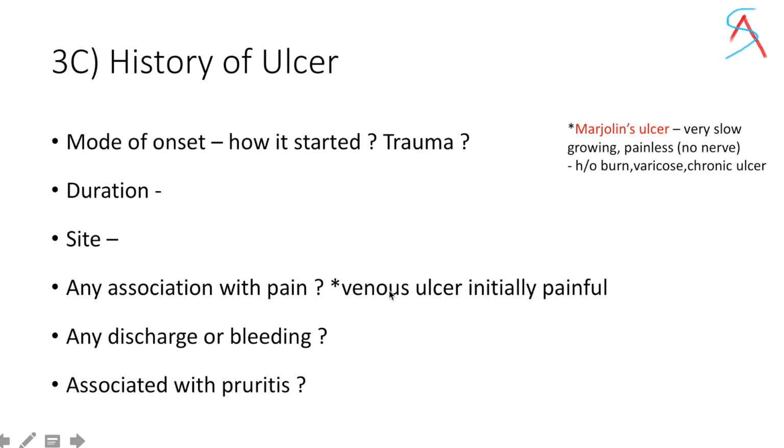Mostly with varicose veins there will be a venous ulcer which is initially painful and later on becomes painless. When a venous ulcer is there for a long duration, it can transform into a malignant change which we call Marjolin ulcer, which is very slow growing and painless because there is no nerve involvement in it. There will be a history of burn or a prolonged varicose vein or a chronic ulcer.